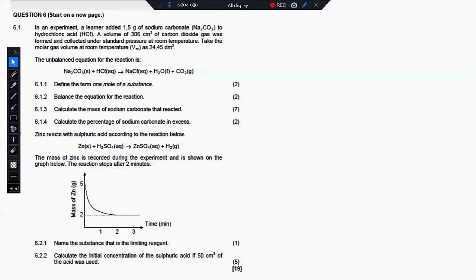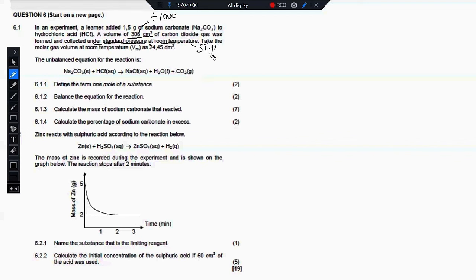Okay, so we have question 6. It says, in an experiment, a learner added 1.5 gram of sodium carbonate, Na2CO3, to hydrochloric acid, HCl, a volume of 306 centimeter cube. So note that we are given cubic centimeters, and we know that we should convert that to cubic decimeters by doing what? Dividing by 1000, right? And they say a volume of 306 centimeter cube of carbon dioxide gas was formed and collected under standard pressure at room temperature. So once they mention standard pressure and standard temperature, we know that is STP, right?